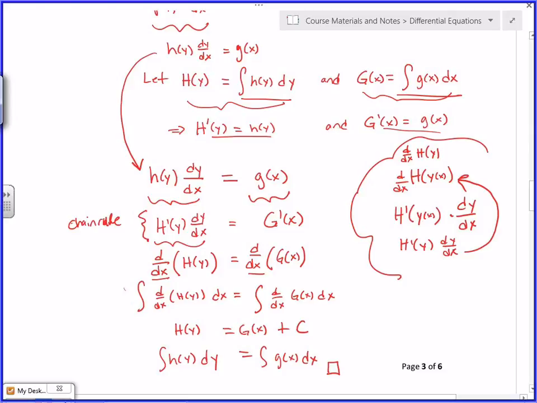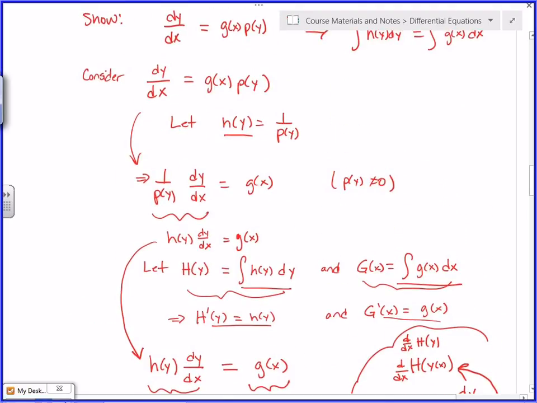Essentially what I've done here is I've used my notation correctly to get to the same conclusion, that the integral of h with respect to y is equal to the integral of g with respect to x. This equation comes directly from the original differential equation and thus satisfies that. Okay? Follows.